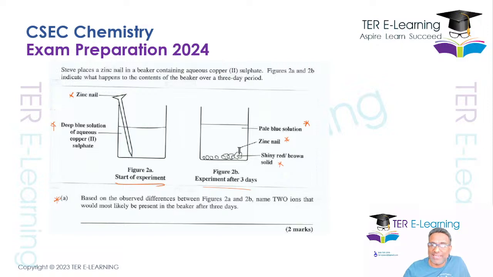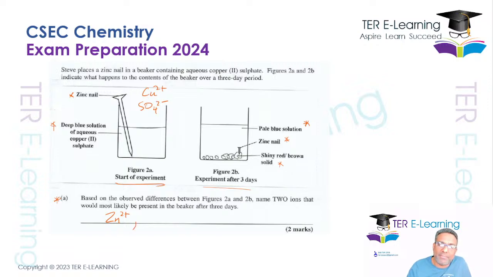So you have a zinc nail. Initially, the only thing you had in the solution would have been Cu2+, from the copper sulfate. You would have also had sulfate ions present, and because it's in solution, you would have had H+ and OH- as well. But after the 3 days, the zinc is going to go into solution, so you're going to get Zn2+. That's what they're looking for here. That's one ion that's going to be present.